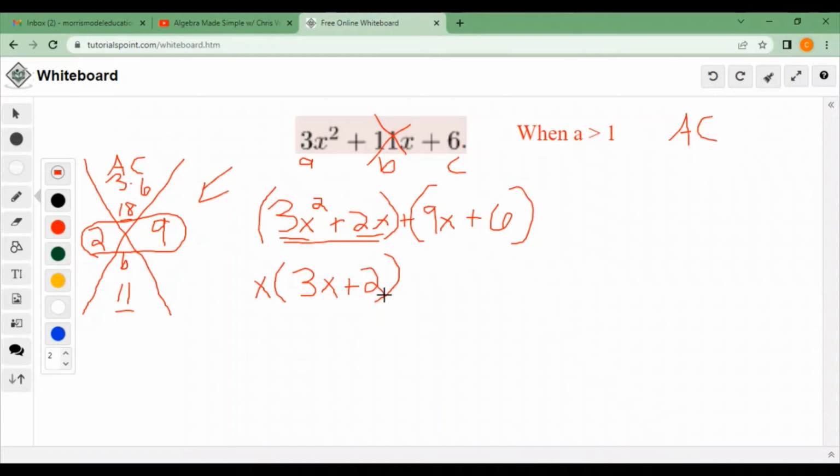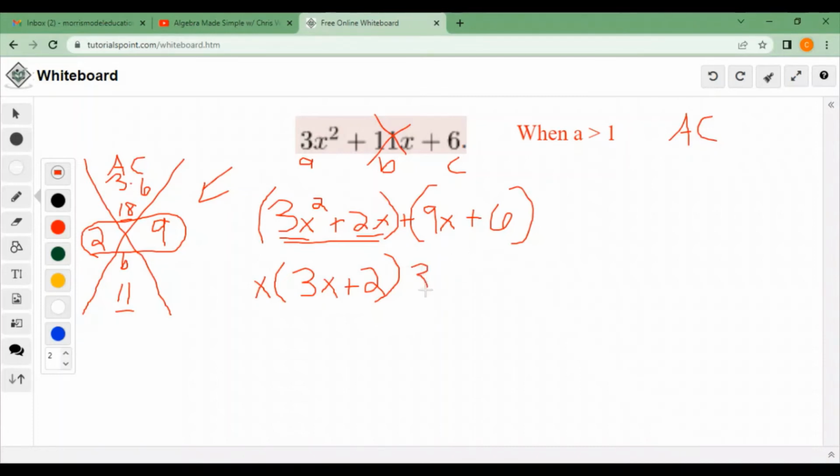Okay? So we are kind of finished with the left side of this so far, all right? GCF was x. You got 3x plus 2. Now we're going to do the same thing, same process, I should say, for the second parenthesis. What is the GCF between 9x and 6? What do they have in common? The greatest thing that they have in common. If you said 3, you are correct.